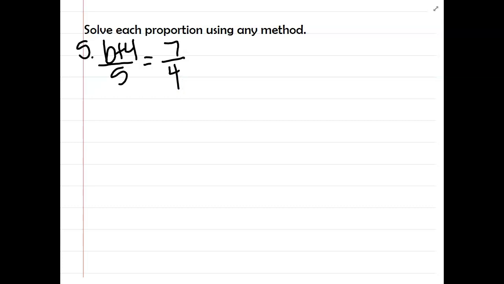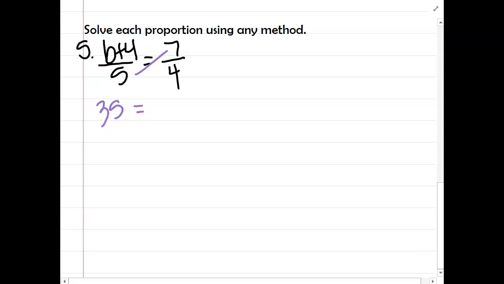Now, for this one, okay, the b is in the numerator, and the 5 is the only thing in the denominator, but the problem here is in the numerator I have b plus 4. Okay, so I can't do the multiplication property here. You would have to do cross products, okay? Guys, remember, the cross products are equal. So you're going to multiply up and across one way. 5 times 7 is 35.